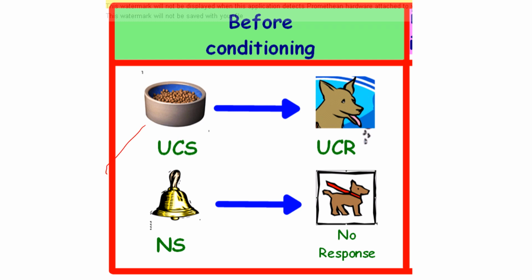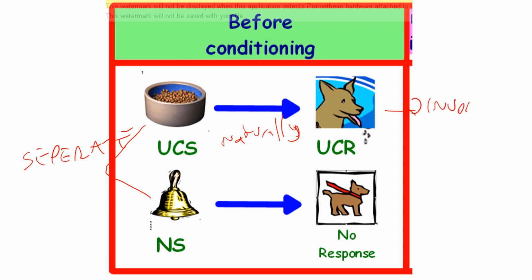So before conditioning, the two stimuli at this stage are separate. There's no association. That comes later on. The UCS will naturally elicit a UCR, and the UCR must be involuntary so that we are showing the examiner we know the difference between classical conditioning and operant conditioning. At this stage, the NS does not elicit a desirable or undesirable response. Again, that comes later on.